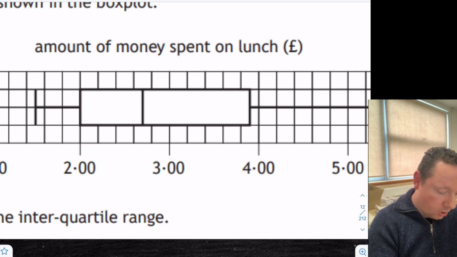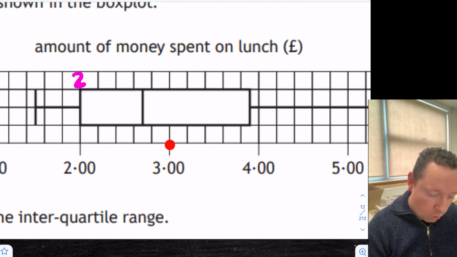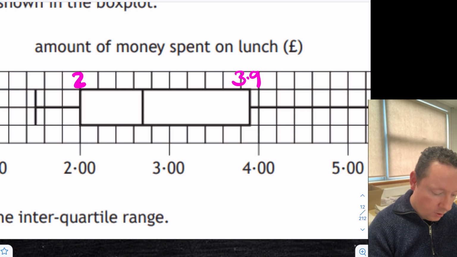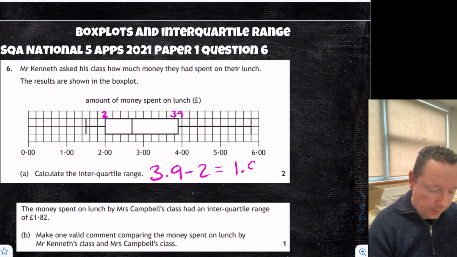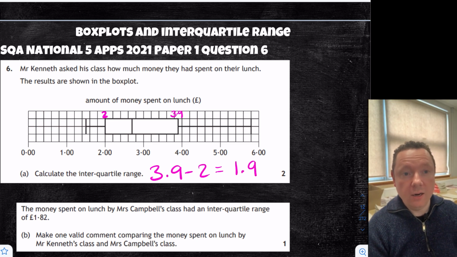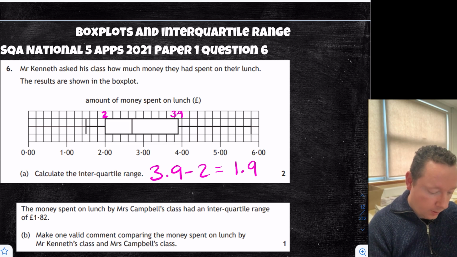I've already got 1, that's just 2. And this other one I'll need to work out. So again, divisions, it's going up 1, 2, 3, 4, 5. So it's going up in 0.2s. So 3.2, 3.4, 3.6, 3.8, in the middle makes 3.9. So I've got 3.9 for my other end. So my interquartile range, I can just do 3.9 minus 2, which equals 1.9. But remember, we are in money, so I'm going to put 1.90 or £1.90.